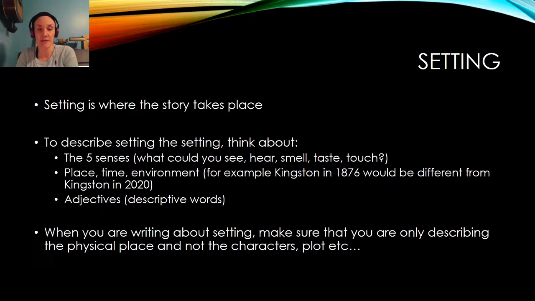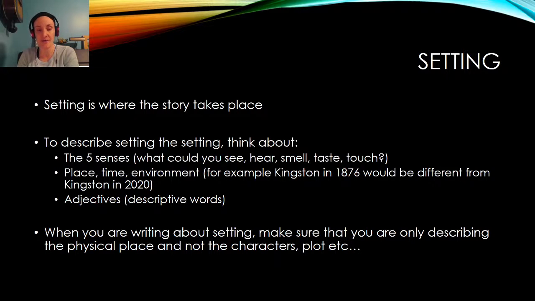Setting is where the story takes place. To describe the setting, you want to think about the five senses: place, time, and environment, and adjectives, so using descriptive words. When you're writing about the setting, you want to really make sure that you're only describing the setting, so the physical place that the story is happening in, and not describing characters, plot, and other details.